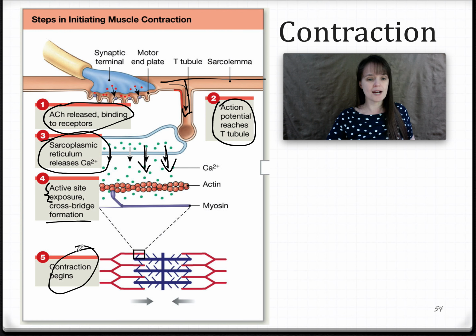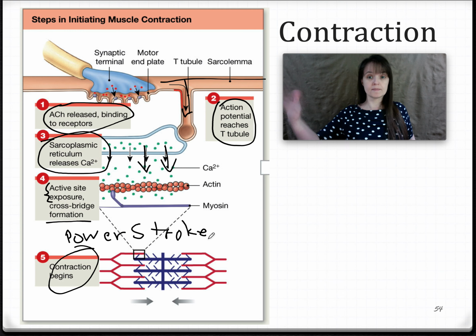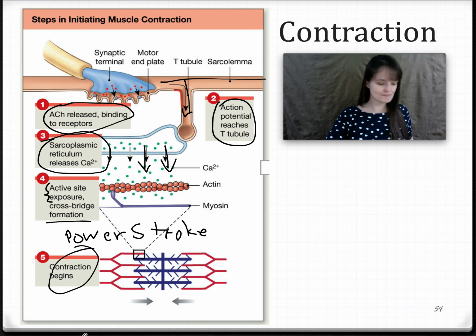And then the contraction begins because what's the contraction? The power stroke. What allows for the power stroke? The hinge on the myosin heads.